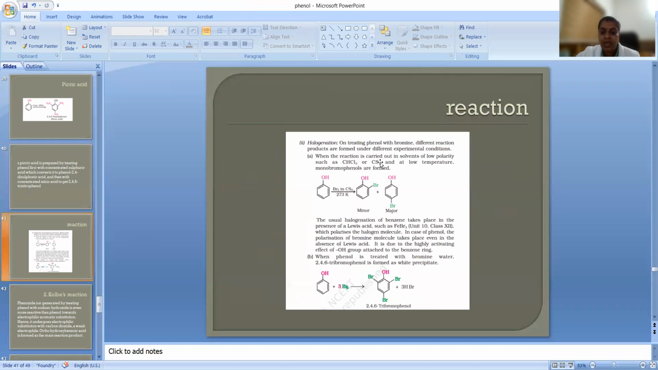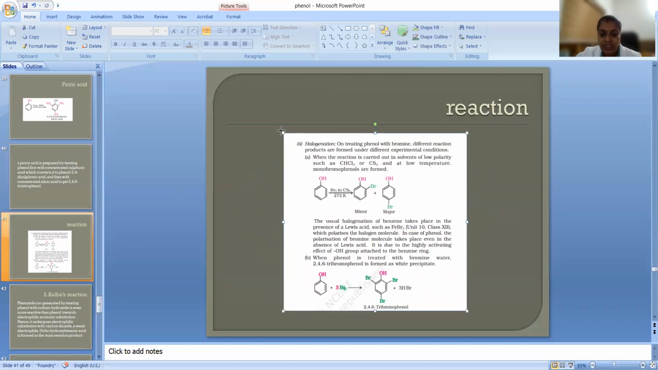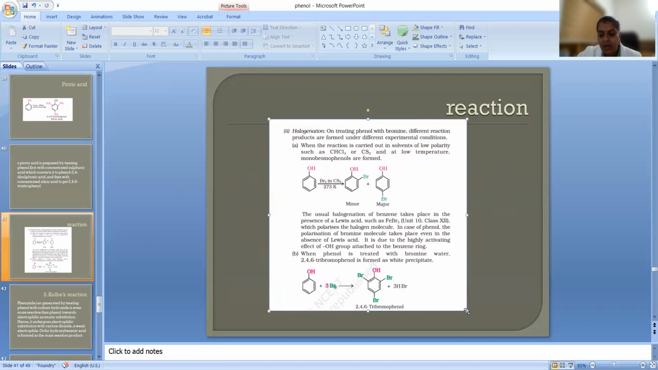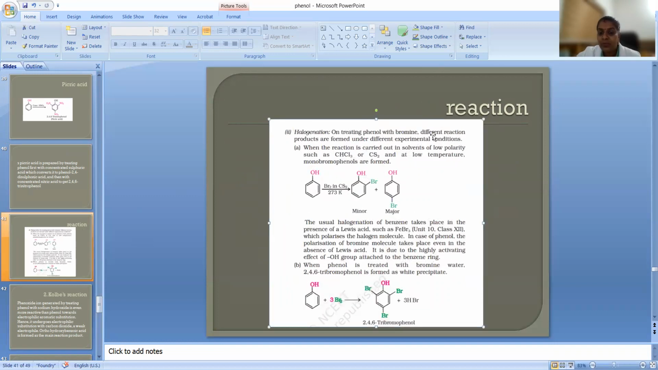Next reaction, the halogenation reaction. On treating phenol with bromine, different reaction products are formed under different conditions. When the reaction is carried out in a solvent of low polarity, such as CHCl3 or CS2, usually CS2, at low temperature, we get monobromophenol. So in order to get monobromophenol, we use CS2 at a low temperature. The bromine substituent goes to the ortho and para positions.